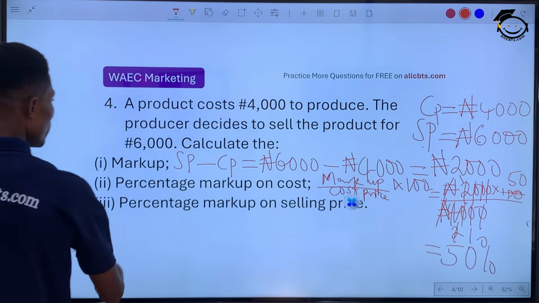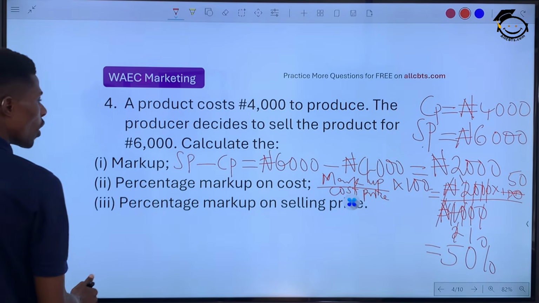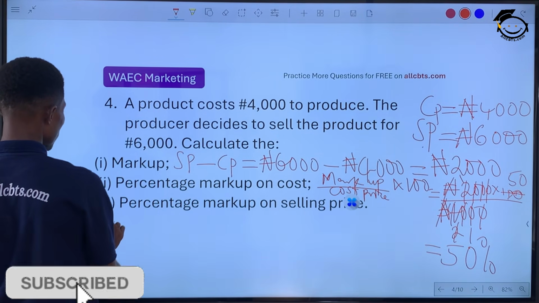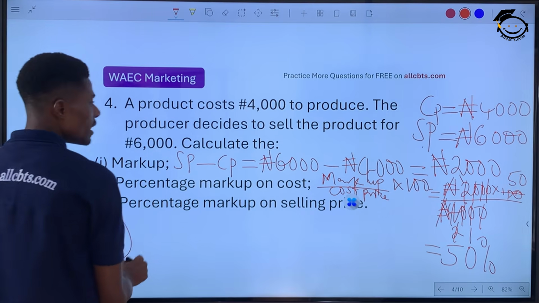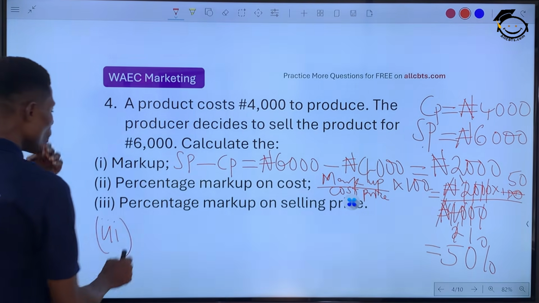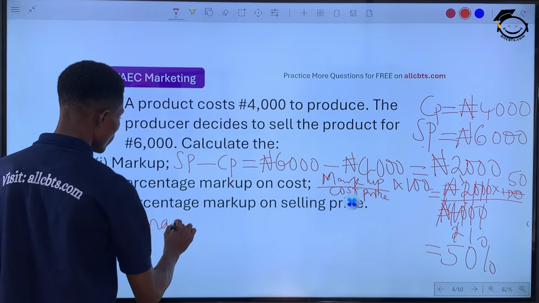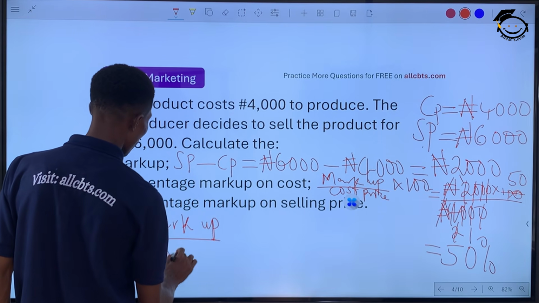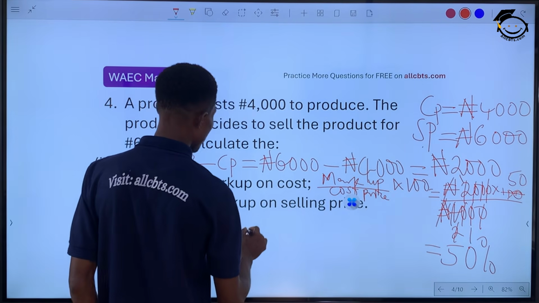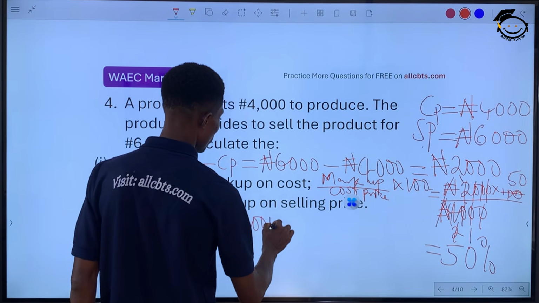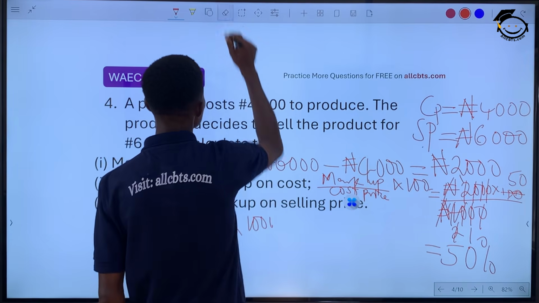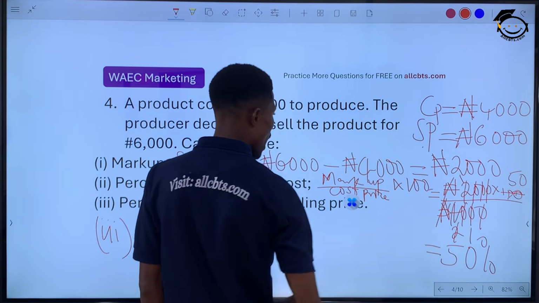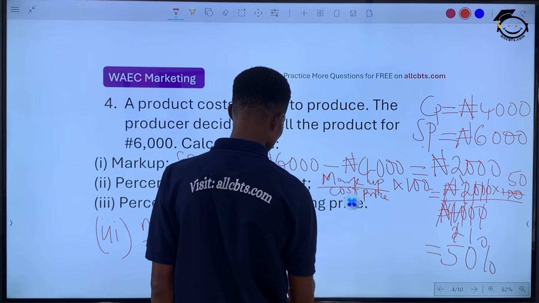Let's now look at the percentage markup on selling price. It will be markup over selling price, because we are focusing on selling price, times 100. And that will give us what? Our markup is 2,000.